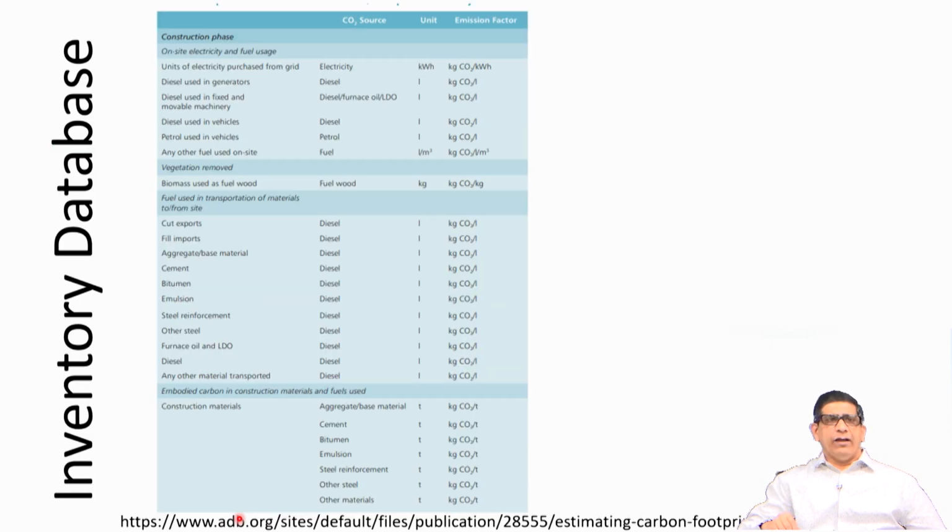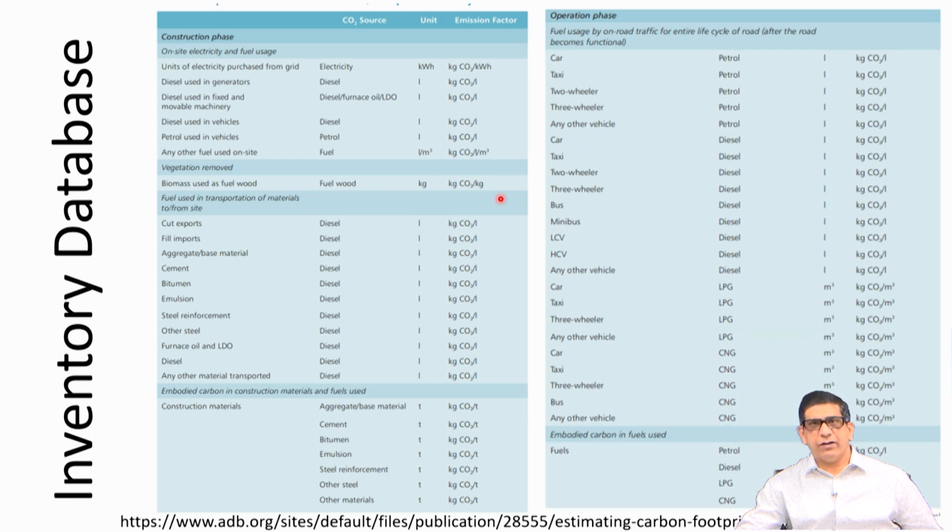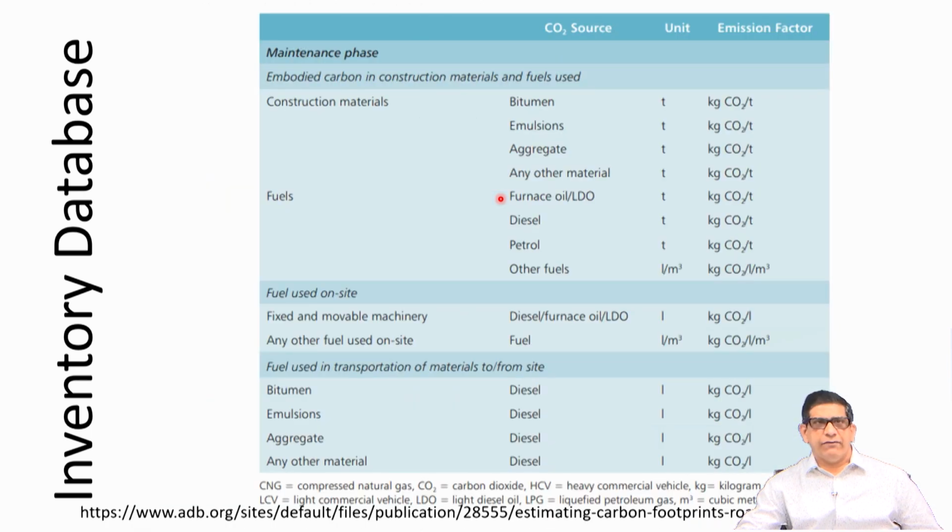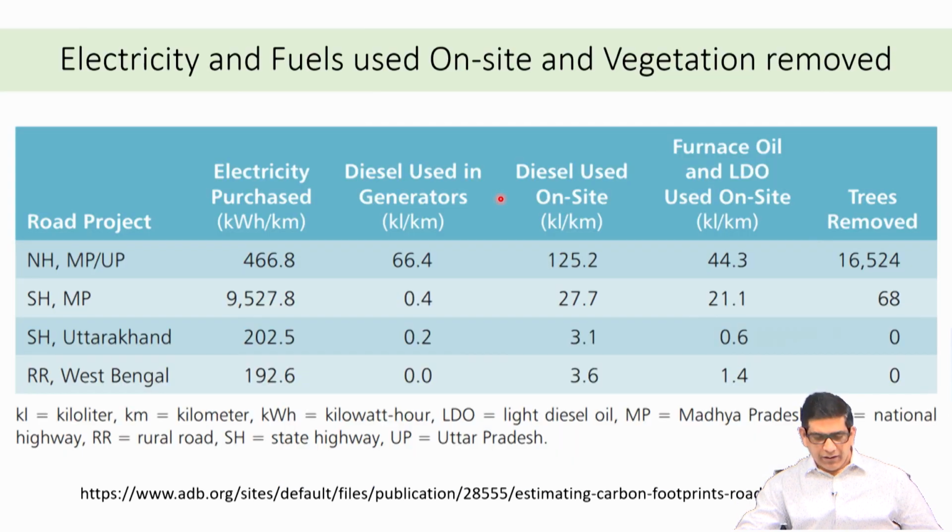So that you have the inventory database, you can come up with your inventory database like the construction phase. You look at all the different CO2 sources: electricity, diesel, fuel wood, mostly diesel, bitumen and all that, in different units. Then emission factors are also there. Then for the operation phase, we get similar data. Then you have the inventory, combine it together to get your CO2 sources, and in the maintenance phase you get those values as well. This is from the case study which was done as part of this ADB project, where they have come up with all these.